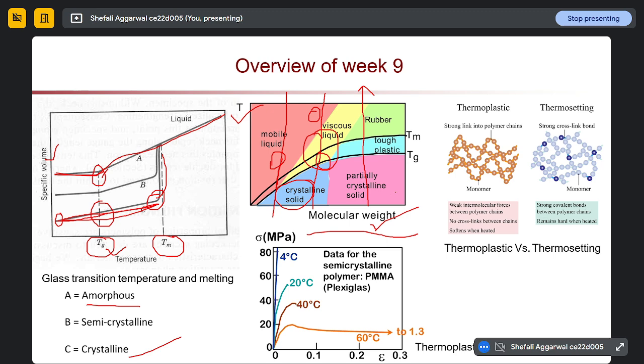So next thing, if we talk about two types of polymers, mainly thermoplastic and thermosetting polymers. Thermoplastic polymers are polymers which have different chains, and these chains are interlinked to each other with weak intermolecular forces, mainly van der Waals forces. In thermosetting polymers, what is happening? Different chains are interlinked to each other using cross-link bonds or a strong covalent bond. In this case, they have weak intermolecular forces. In this case, it has a strong covalent bond.